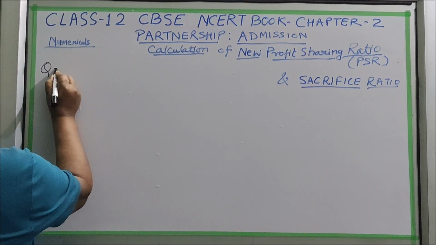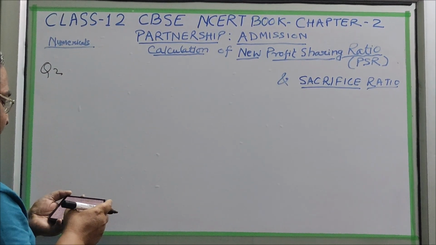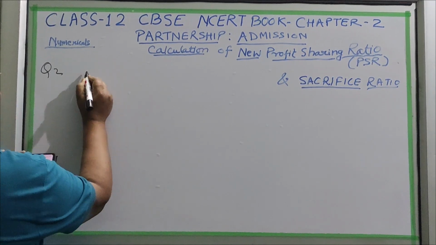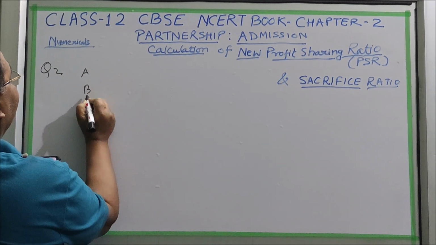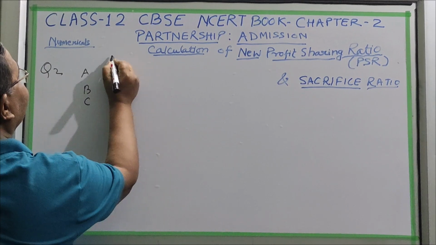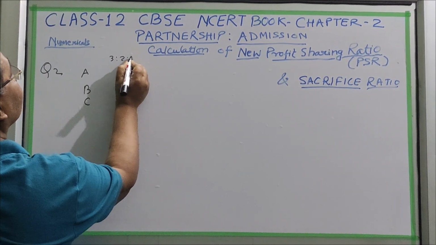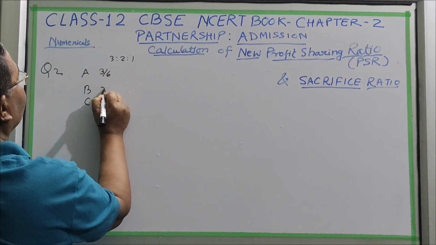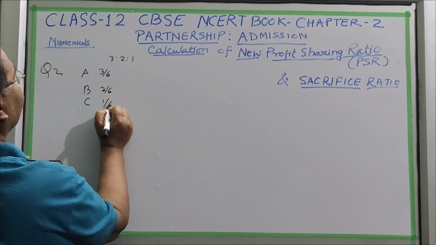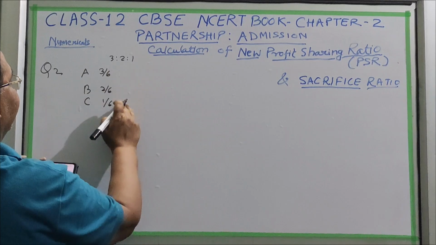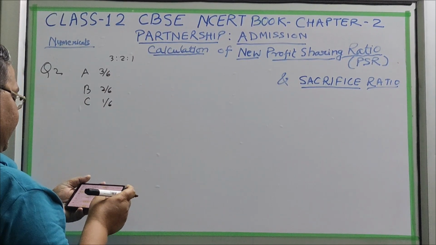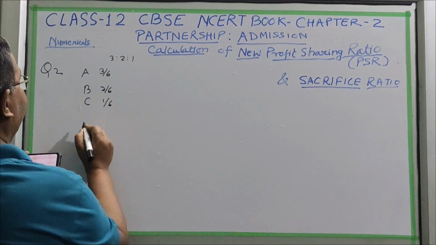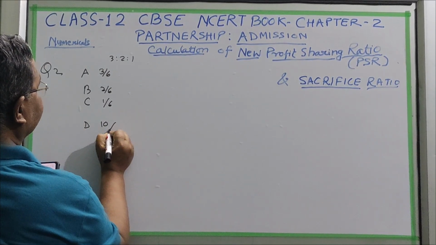Question number 2. A, B and C are partners in a firm, sharing profit in the ratio 3:2:1. Means 3, 2, 1 out of 6, so 3/6, 2/6 and 1/6. This ratio you should always make into fractions; it is better. They admitted D for 10%, so D is coming for 10%.